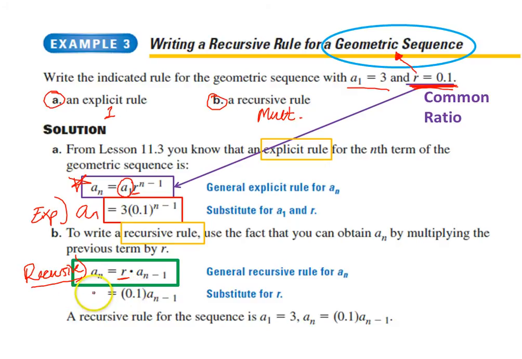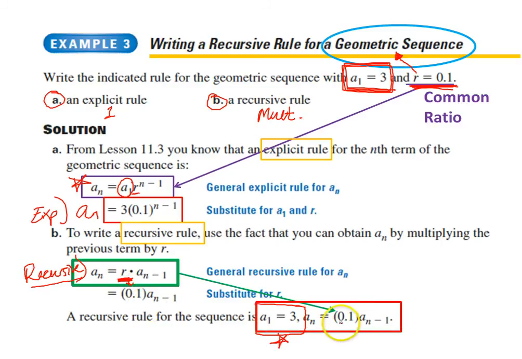Okay, but remember, recursive means more than one. So let's go ahead again and start off by defining our first term. We have to go back up here to remember what our first term is. A sub 1 equals 3. So when we're doing our recursive, start by defining that first term, a sub 1 equals 3. Then go into our a sub n. Here's our recursive for geometric. All we need is r. So our a sub n is 0.1 a sub n minus 1.